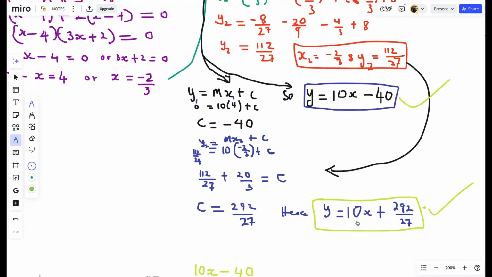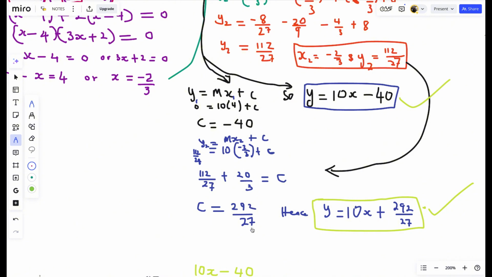Now let's get the c2 first, the second c. So we say y2 equals mx plus c. So y2, what did we get? 112 over 27. You write it down, equals 10, the gradient is 10, into x2 minus 2 over 3, then plus c. If you multiply this, you get negative 20 over 3. But if you bring it to this side, it becomes positive. 112 over 27 plus 20 over 3 equals c. If you do this arithmetic, you get 292 over 27 for your c.